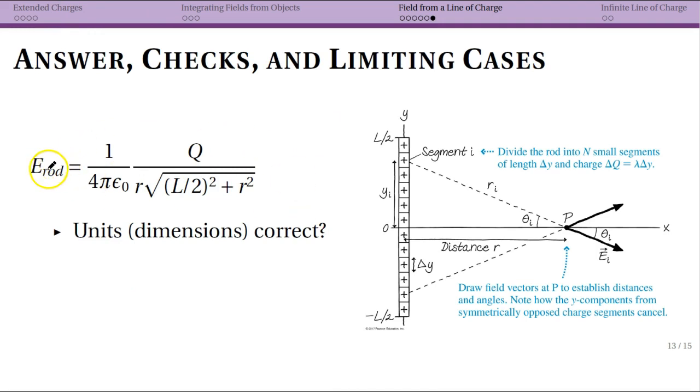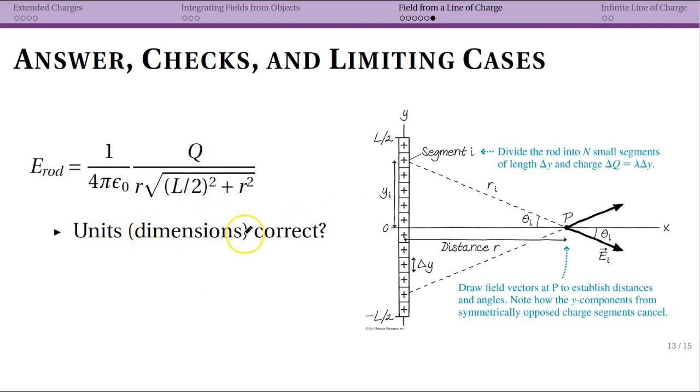Now, again, here I'm going to call this a rod, which just means a finite length line. We have our normal constant out front, we have Q on top, where that's the total Q of the rod, and then on the bottom we have R, and then we have the square root of this stuff. So there's a couple of checks that we can do. You've done a lot of work, so you want to make sure that it's been correct. The first is whether or not the units are correct.